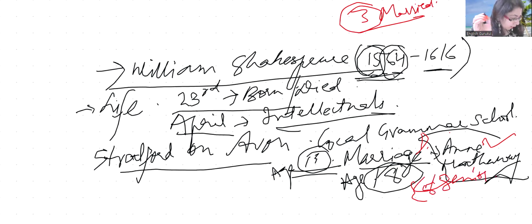Then they had three children, but the marriage was not happy. When we talk about the marriage, it was not a happy one. William was caught, but the marriage was unhappy, one and the same thing.